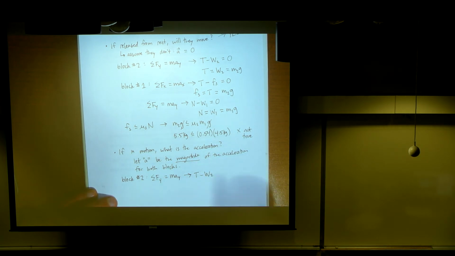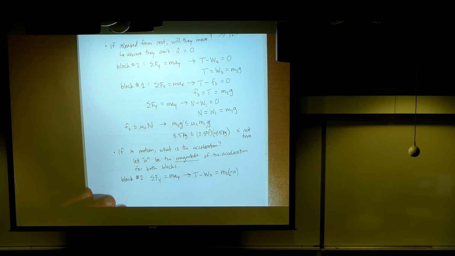What's that going to equal? My mass, which is M2, times our acceleration. So if A is the magnitude, I have to put a negative sign in there to denote that this block is accelerating downwards. That's where that negative sign is.